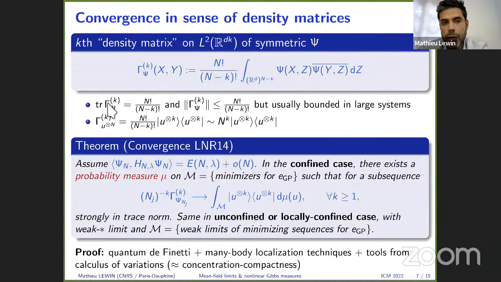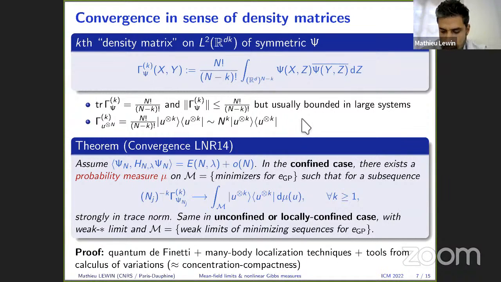So this operator has a huge trace. It has a trace n factorial over n minus k factorial, which behaves like n to the k. And then a norm which is less than the same number. However, in a usual large system, you should imagine that although the trace is big, the norm is usually of order 1, just because the system is growing horizontally. But if you compute gamma k for an exact tensor product, so when the particles are IID, then you just get a rank 1 operator, obviously, which is n factorial over n minus k factorial, and then this notation, which means the rank 1 orthogonal projection on u to the k.